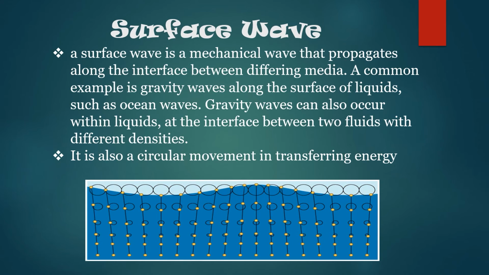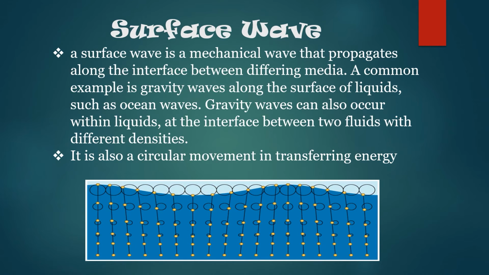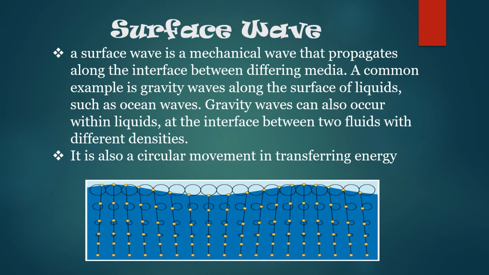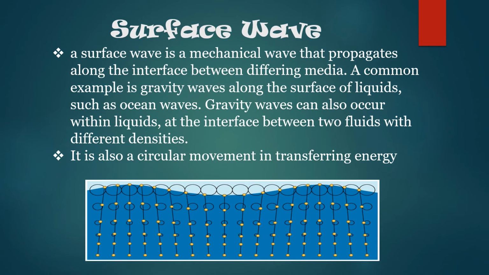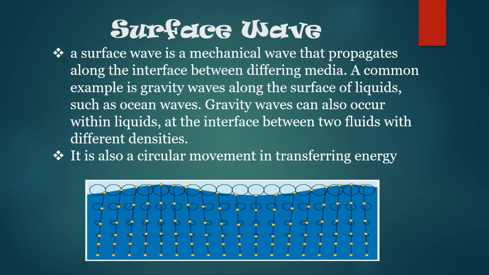One example of mechanical wave is a surface wave that propagates along the interface between differing media. A common example is gravity waves along the surface of liquids, such as ocean waves. Gravity waves can also occur within liquids, at the interface between two fluids with different densities. There is also a circular movement in transferring energy.